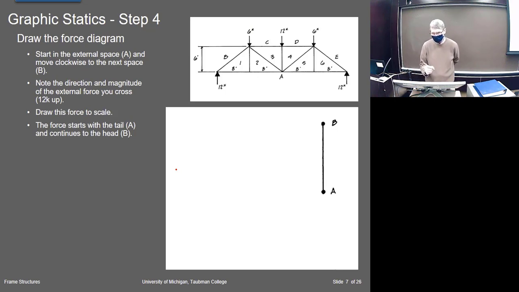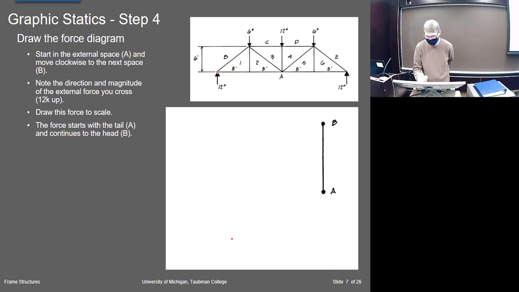Okay, and we're going to start by drawing the external forces. We'll draw first the external forces, and then we'll draw the forces in the members themselves. So you simply start drawing to scale these forces, and it's best to start with one of them.